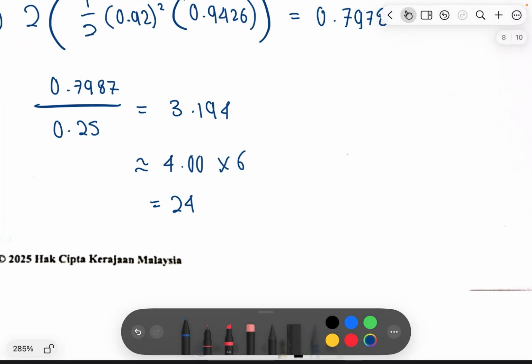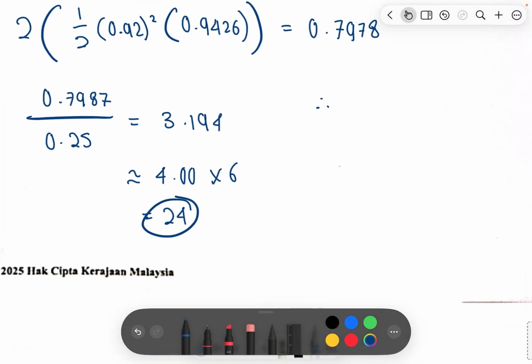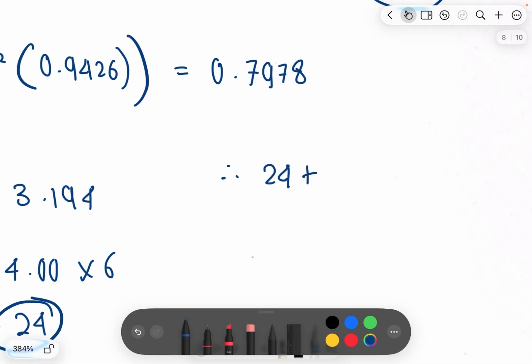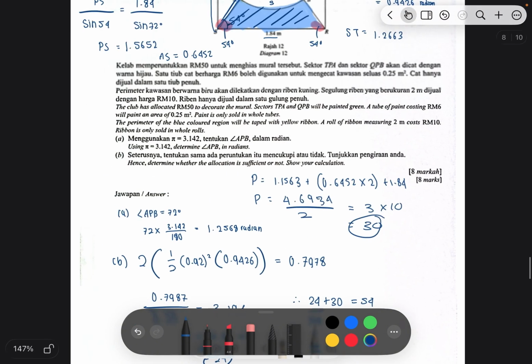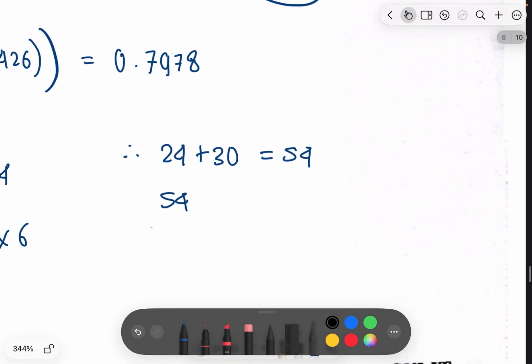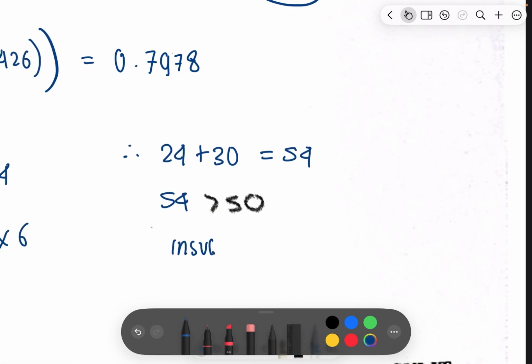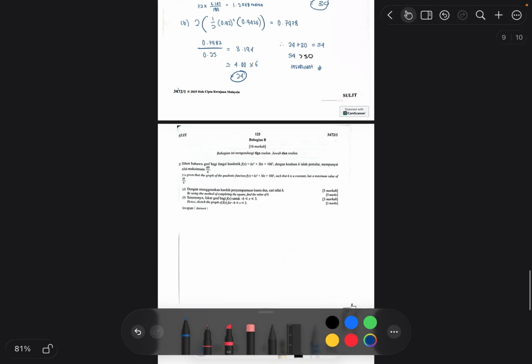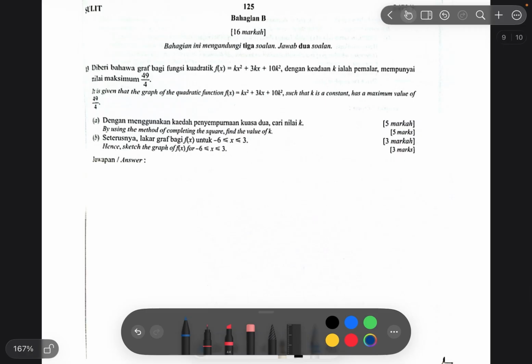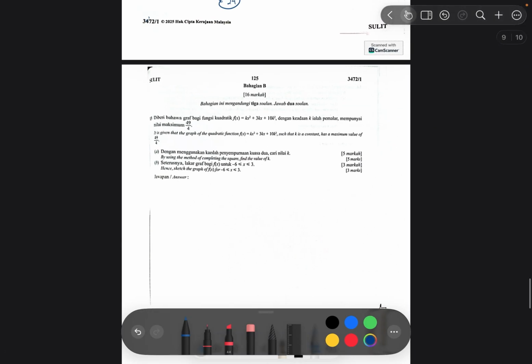So for the final answer, I take this total price plus this total price, in RM, so 24 plus 30 is equal to 54. The allocated budget was how much? 50. So 54 is more than 50. Whoa. So it means that it's insufficient. How much? Oh my gosh, 3%. Okay. So I'll continue this question tomorrow.